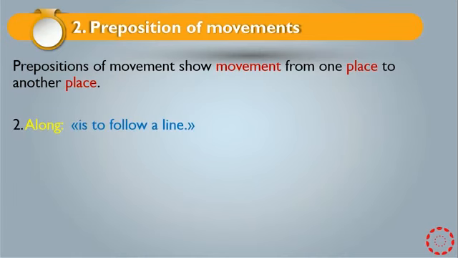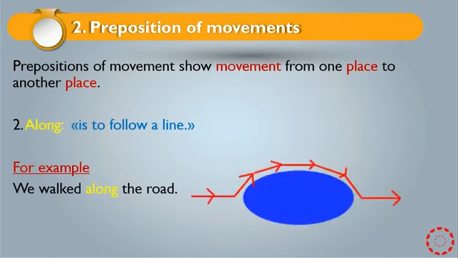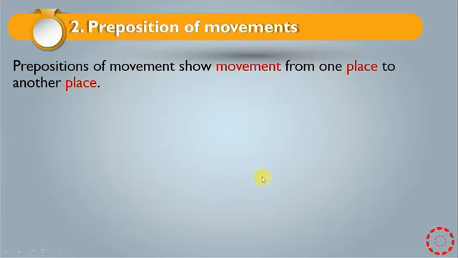The second type we have is along, which is to follow a line. For example, we walked along the road. As you see, this is called along. When we follow a line, we can say along.